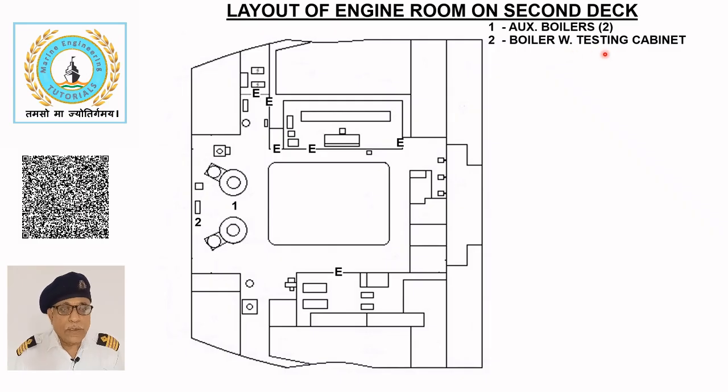Boiler water testing cabinet. The boiler water testing cabinet 2 is located behind the boilers and is used for testing boiler water and maintaining the required water quality.